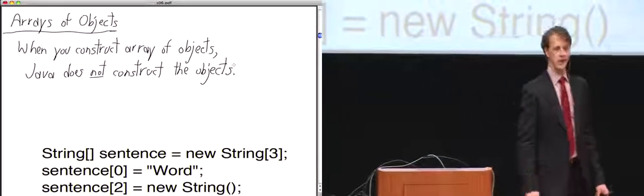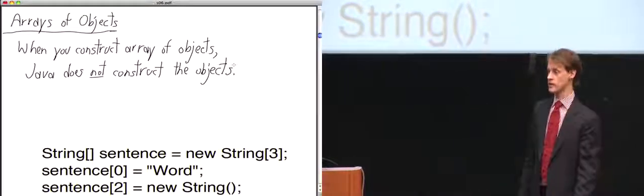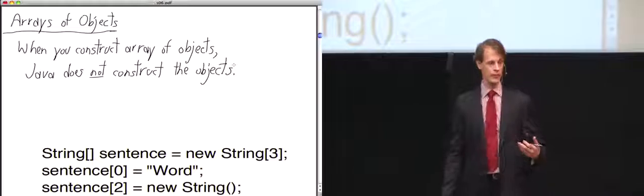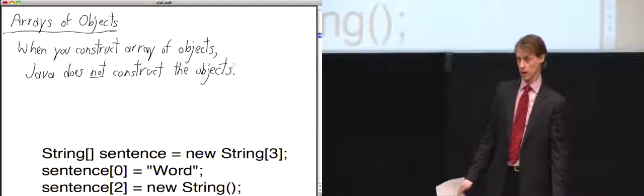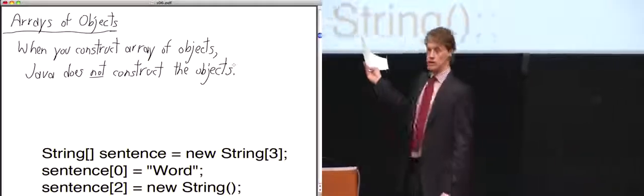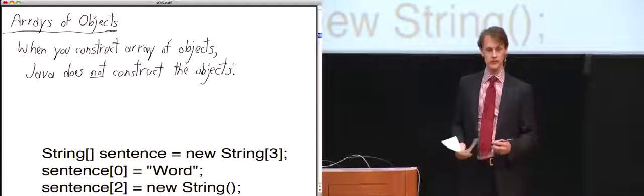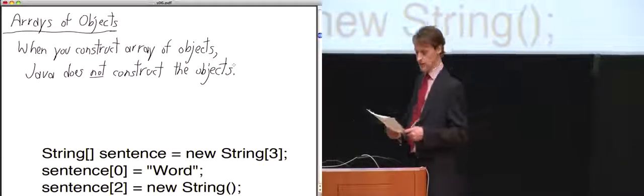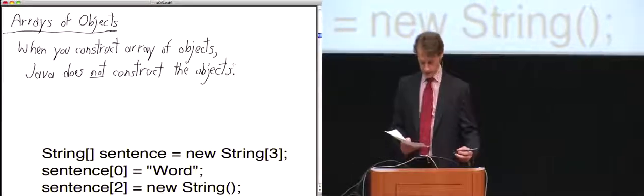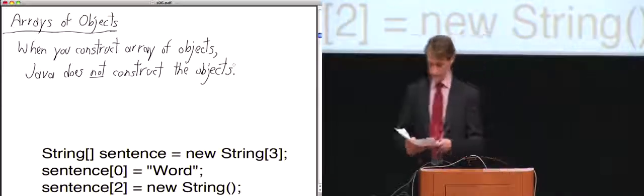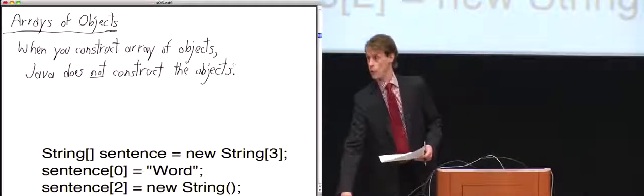And there are good reasons for that. Java doesn't necessarily know how you want to construct them, what numbers you want to pass into the constructors, etc. So you have to go through and create objects yourself. What you get when you construct an array is an array of nulls, which means references that don't point to anything.